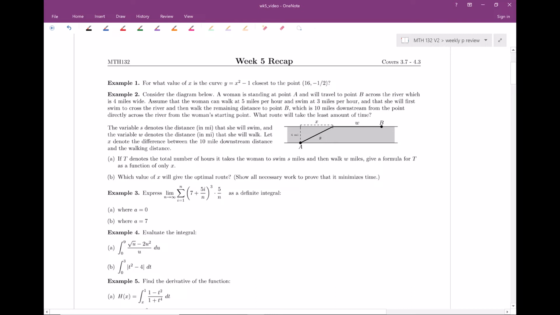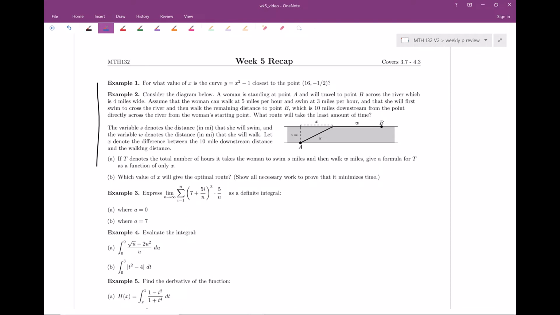This week we covered optimization and finished out a lot of chapter 3 and then began chapter 4. As I read through your survey responses, the most common thing brought up was definitely optimization. So I've decided to do 2 optimization problems for us here.